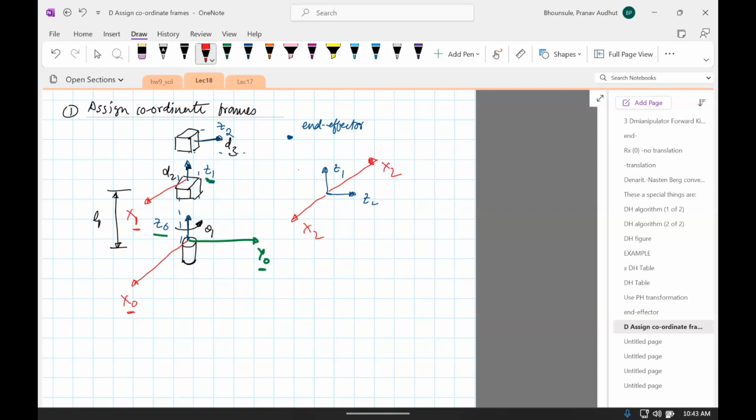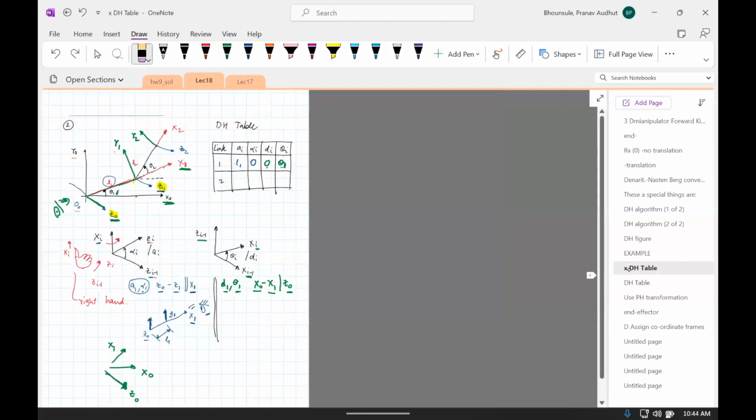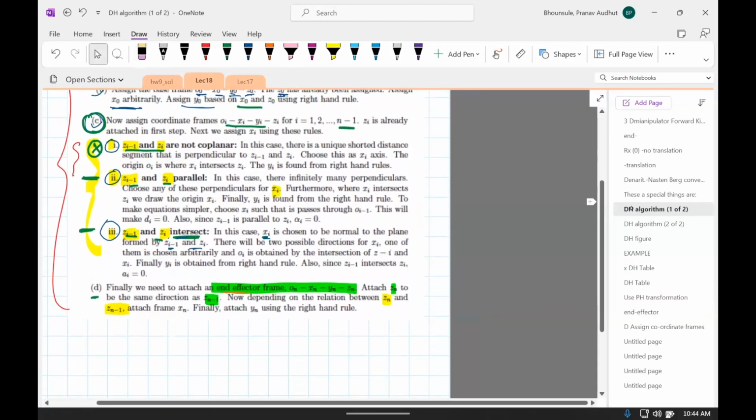I chose X2 to be this way, but there is nothing preventing you from taking it this way. I just chose it because I like the fact that all my x's are lined up, and that will make my DH table easier to populate. Okay, that's done.